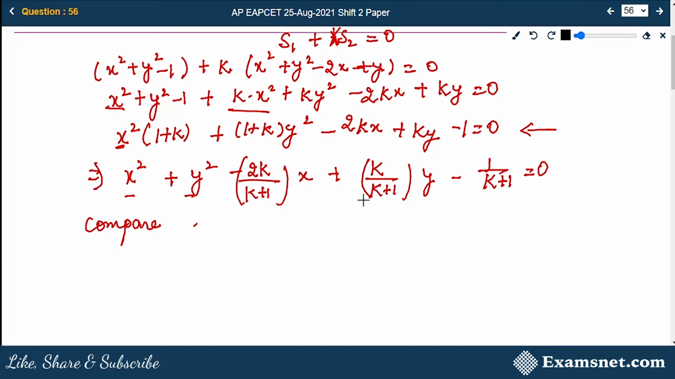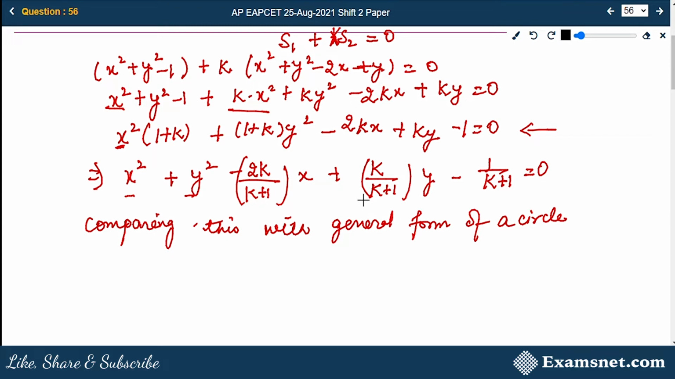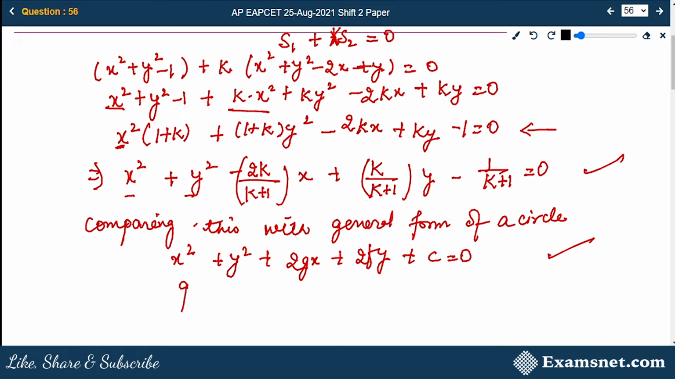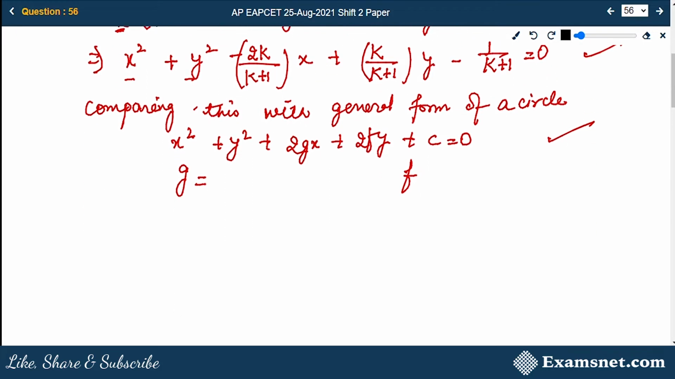Now let's do that. Comparing this with the general form of a circle. What is the general form? x square plus y square plus 2gx plus 2fy plus c is equal to 0. Now look at these two equations and you have to find out the value of g and f. Why? We'll talk later. First of all, write the values of g and f.